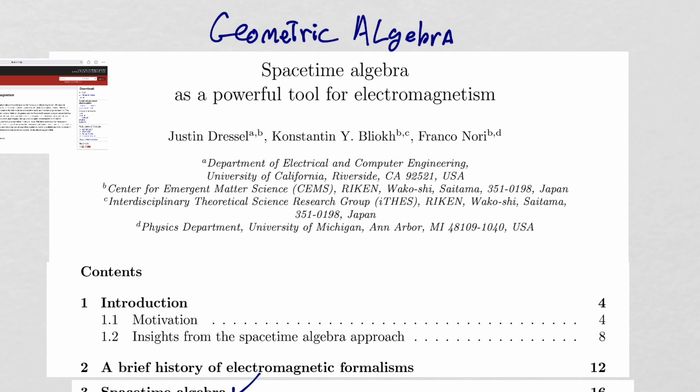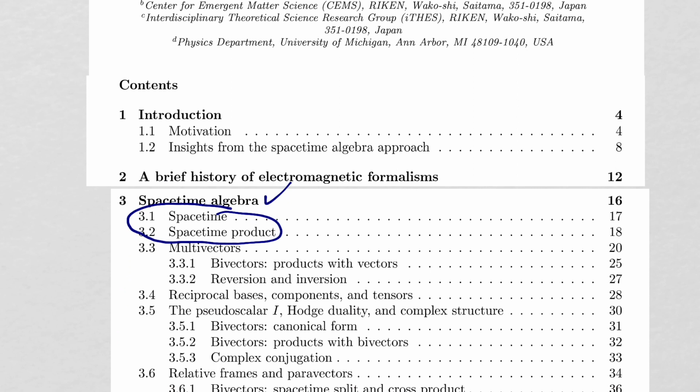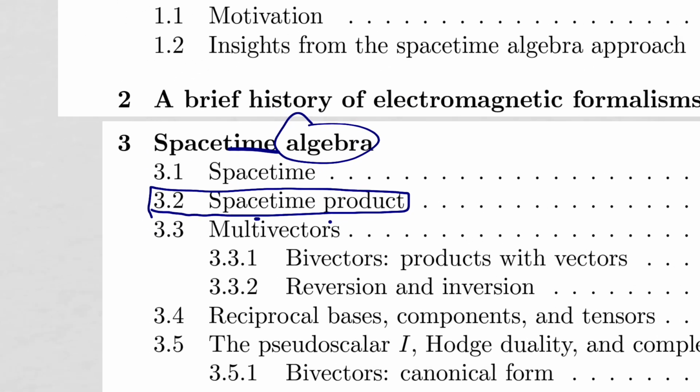Let's continue our review of this excellent paper, Spacetime Algebra as a Powerful Tool for Electromagnetism. And we have made it, we started section 3.2. We started as far as the spacetime product, which is absolutely a very vital concept to this entire endeavor. The spacetime product is what makes the spacetime algebra a thing, right?